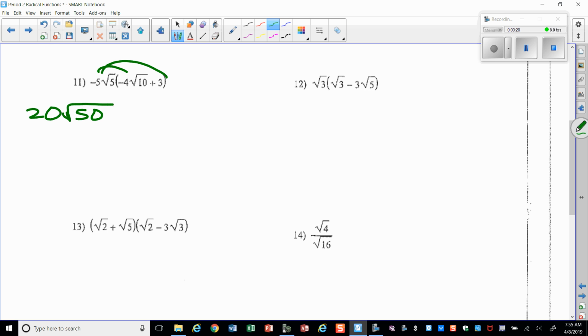All right, and then I'm going to do a negative times a positive, so that's negative. And then I've got 5 times 3, so that's 15. And then I just have the square root of 5. All right, and then now I'm just going to simplify if I can.